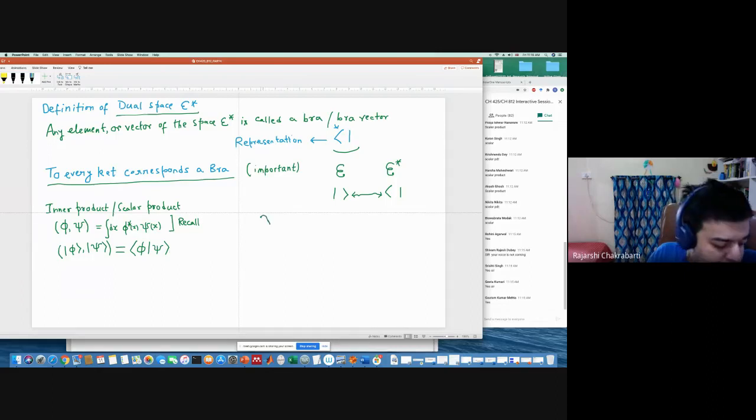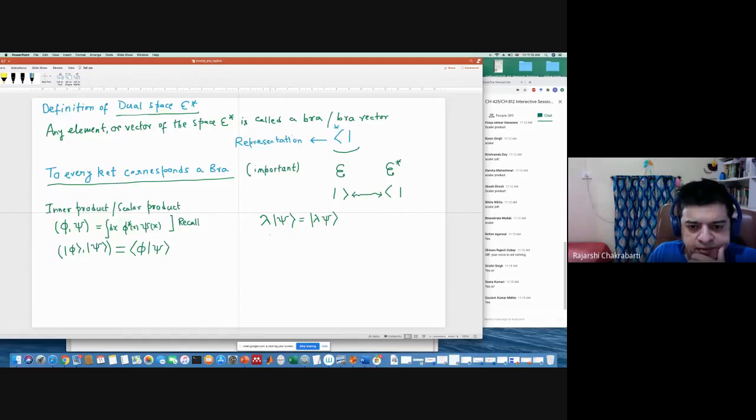If I take a ket and multiply it with a number, what should be the answer? How would I write this? Now, this is nothing but I can put this inside, and this. This is not difficult to understand, isn't it?